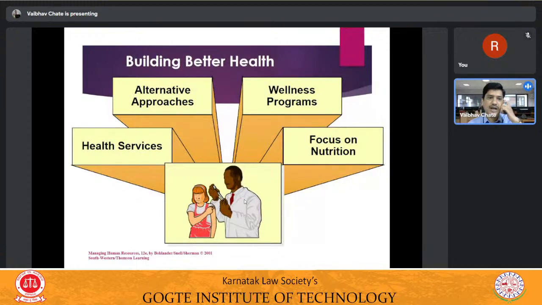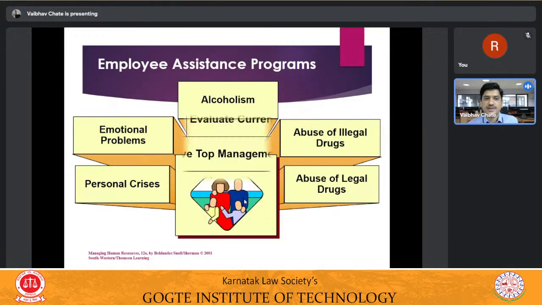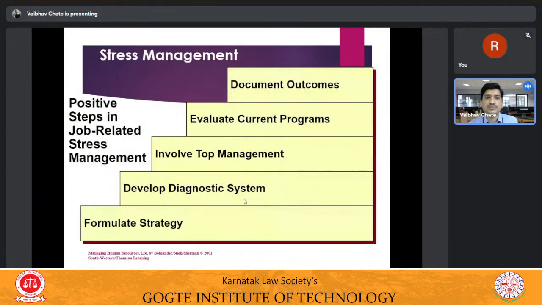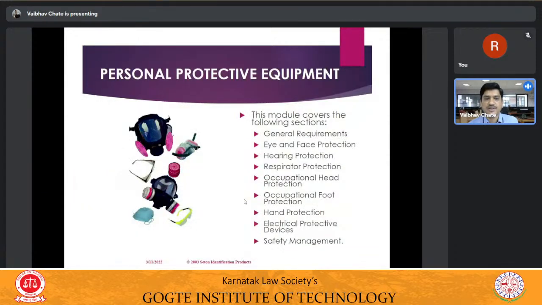Apart from having health services at the institute, wellness programs at the institutes or the organization, focus on the nutrition, alternate approaches, whatever it is. So we need to understand how we have to behave, and what are the personal protective equipments that need to be carried at the workplace. It might be connected with the industry or the institute, whatever it is. So how we have to behave during the emergencies as well.